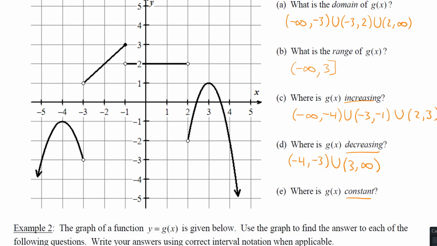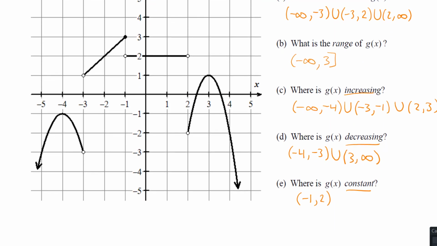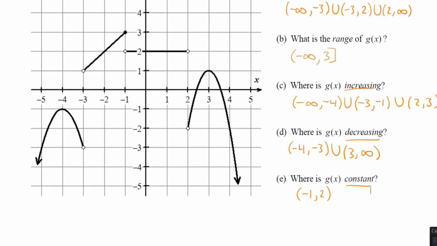Finally, where is the function g of x constant? Well, that's where it is horizontal on the graph. It's not changing output. So the location for which that happens is this piece right there. It starts being constant at x is negative 1, and it continues to be constant until x is positive 2. And there you have it. There are some examples of describing functions where they're increasing, decreasing, or constant. So I hope that video helped you a little bit.